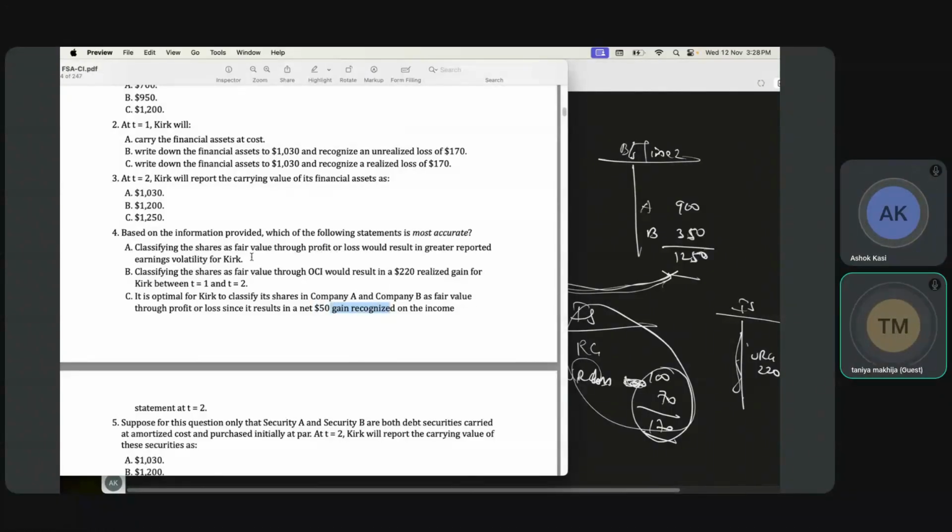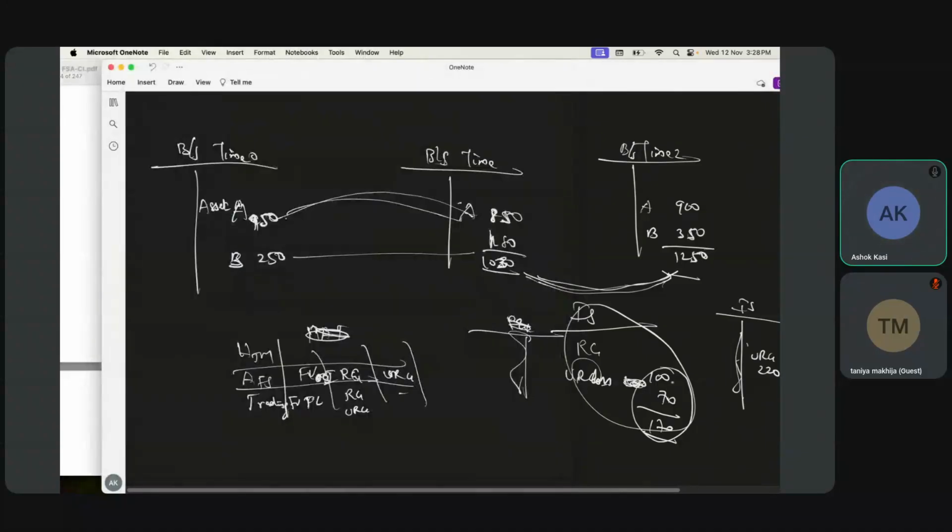So can you explain the first one again, option A? Yeah, classifying the shares as fair value through profit or loss would result in greater reported earnings volatility, because be it profit or loss, you are going to report all that in the income statement only. So more volatility will be possible now, right? More volatility will happen, because if you had reported all this in the OCI, then this volatility would not take place. Is it okay? Yeah, okay, sir.